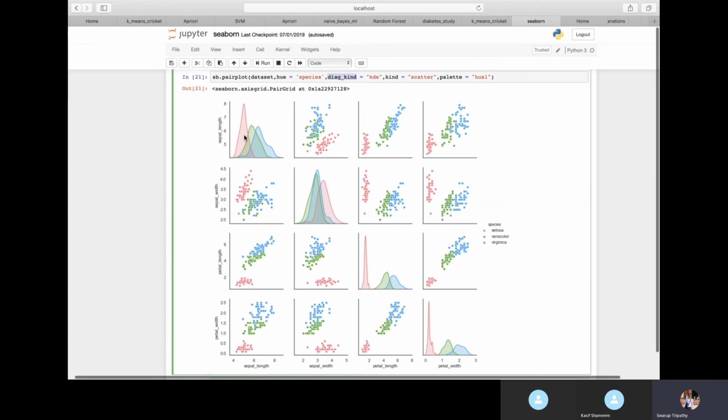And here I'm saying kind is scatter. So when it is comparing with other kinds, it should be a scatter plot. And palette is nothing but color. You can give winter, summer, any color here. Getting?